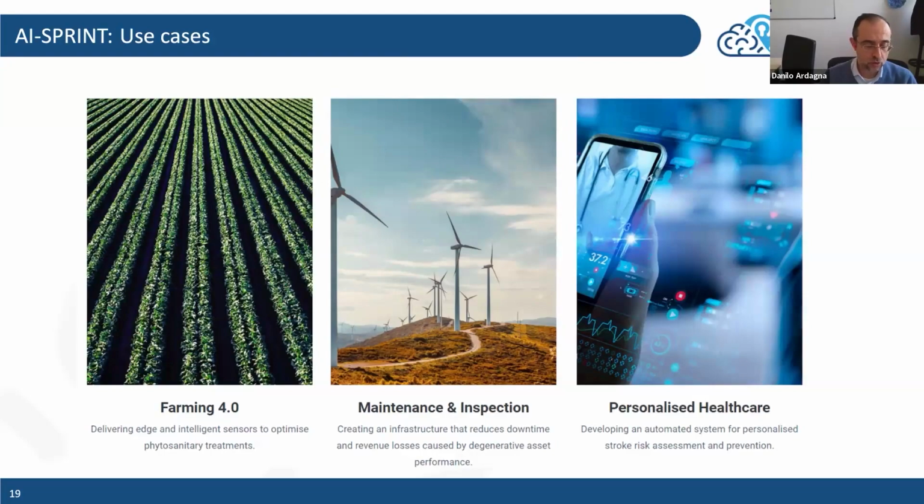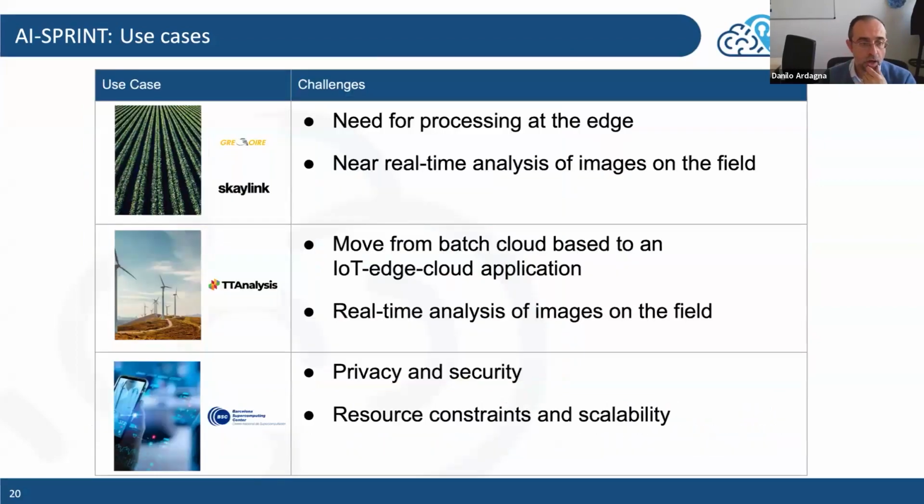So we developed a solution for farming, where we'd like to modulate the chemicals that are sprayed on the grapes. Then we have a maintenance and inspection solution where a drone takes pictures of a wind farm to identify defects on the structures. And finally, we have developed a personalized care application where we assess the risk of stroke. These use cases have some peculiarities.